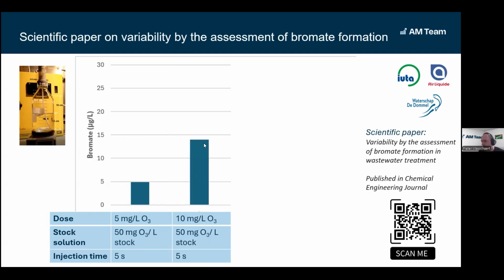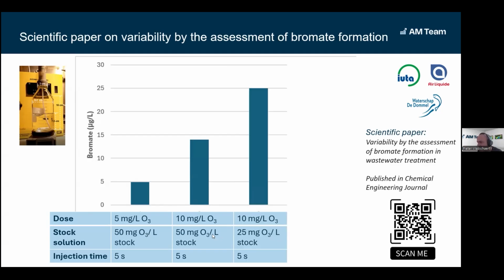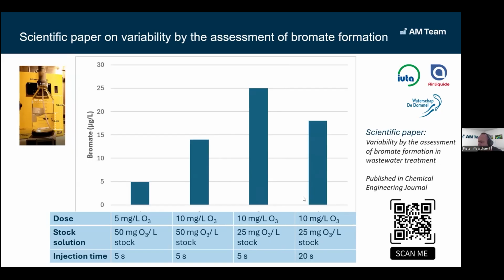Now, if you do the same tests, but with a higher ozone dose, you see a logical result. You will see a higher bromate concentration. Now, what if you do this same test, but instead of using the 50 milligram per liter ozone stock solution, you use a 25 milligram per liter one? Then you really see quite a difference in bromate formation potential. And what if you inject in 20 seconds instead of in 5 seconds? So you do the same test, but slower. Then you see lower bromate formation.